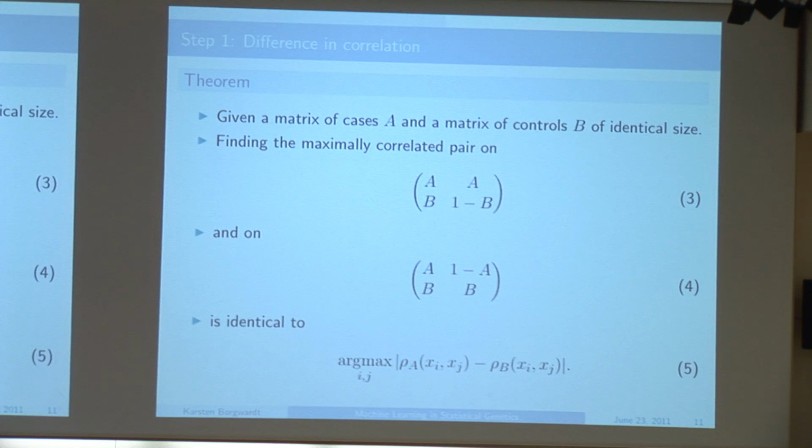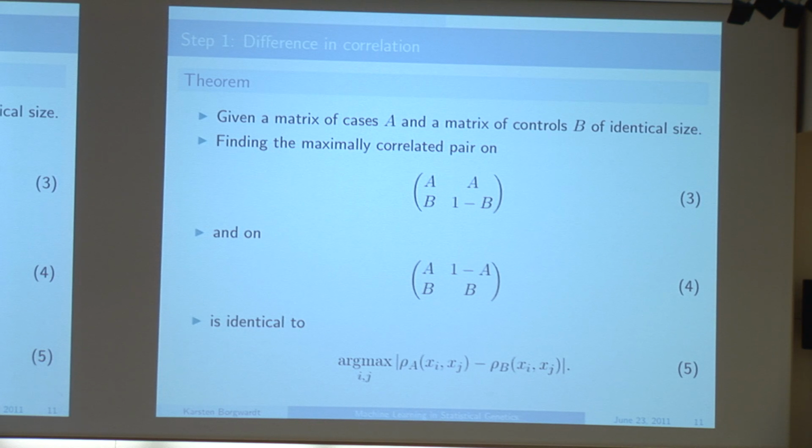First of all, we could overcome the problem that we want to compute the difference in correlation, whereas Purdue et al. maximize correlation. We could prove the theorem that is shown here, that we can define a matrix on which we then run the Lightbulb algorithm, and it returns us the pair with maximum difference in correlation. So how does this work?